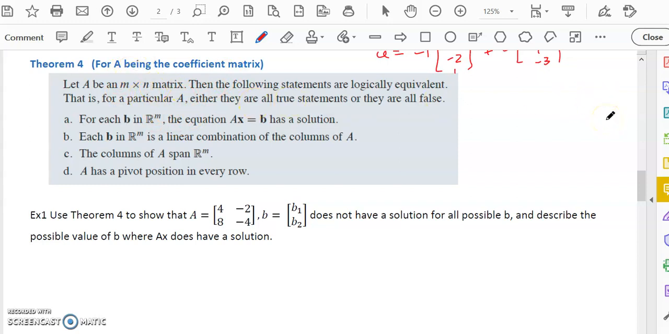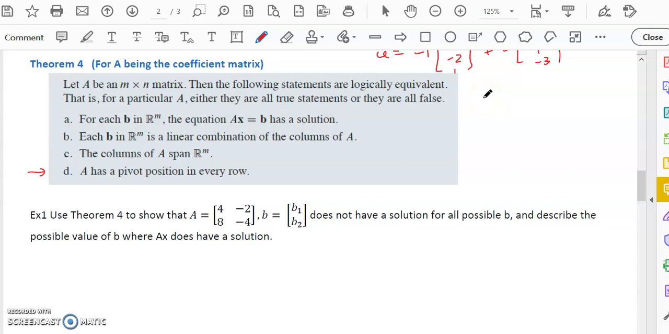What they're saying is, just imagine AX equals B has a solution for each B. That means every B is a linear combination, so the columns of A span Rn, and also A has a pivot position in every row. Now this is something that we never talk about. Usually we talk about pivot columns, right? So what does it mean to have a pivot position in every row?